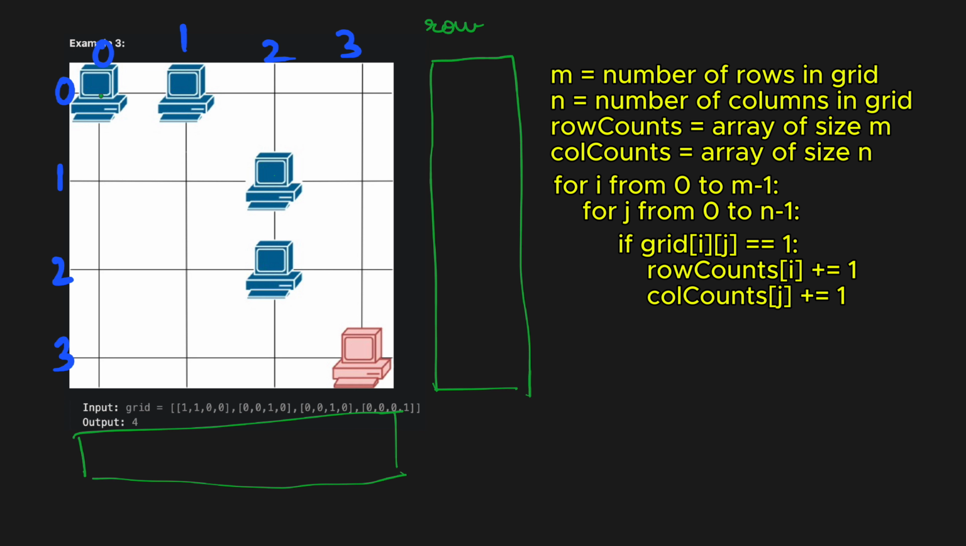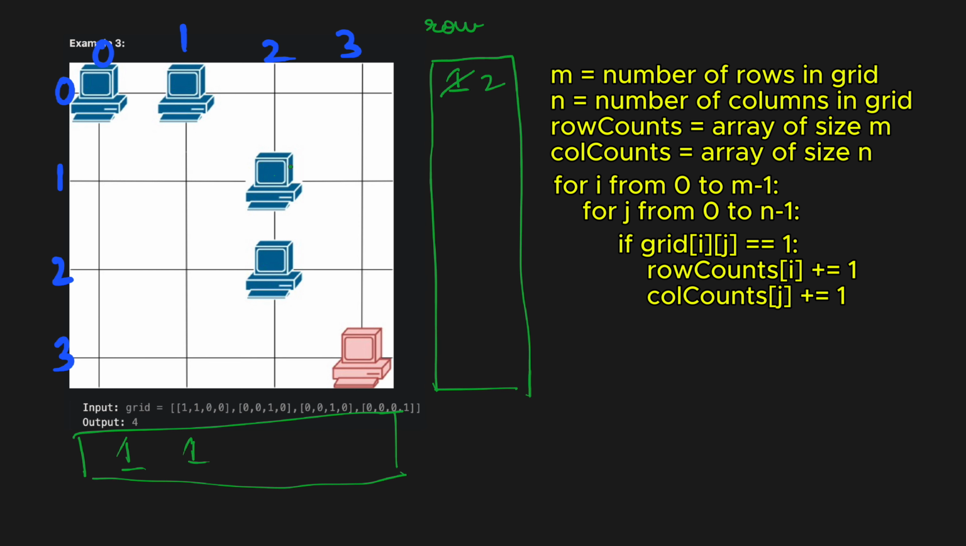So let's see this in action. At position 0, 0 in the matrix, we see a server. So we increment the row count by 1 and also the column count by 1. Then at position 0, 1, we again see a server. So we increment the number of servers for row 0 to 2 and number of servers in column 1 becomes 1.